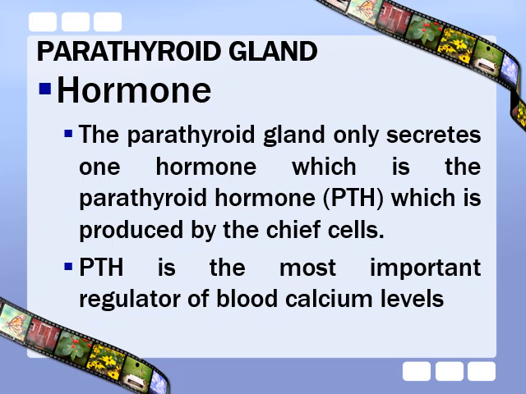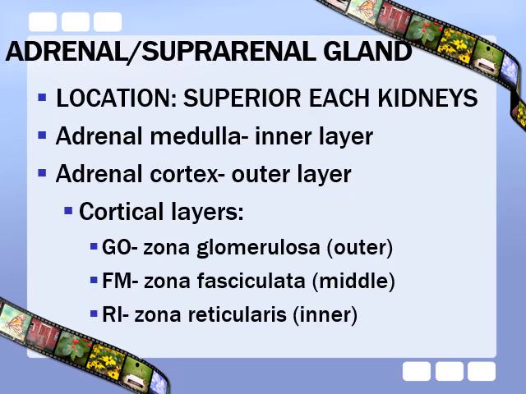So ano yung mga hormones na pinoproduce ng parathyroid gland? Siyempre, we have the parathyroid hormone. So the parathyroid hormone is the most important hormone or regulator of blood calcium levels.